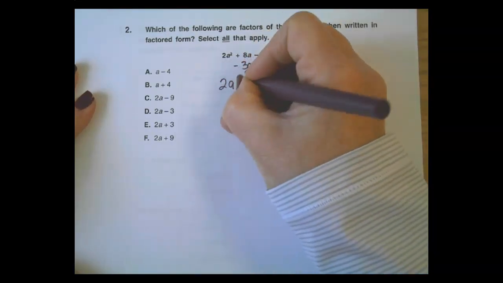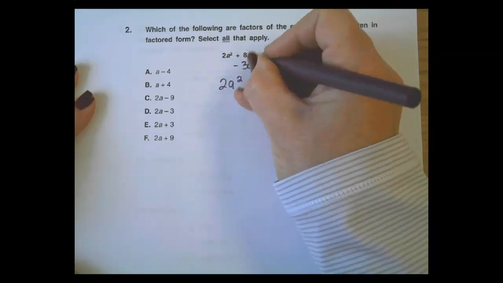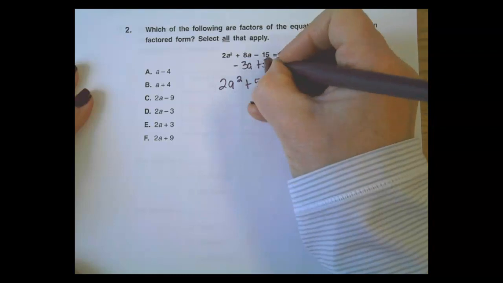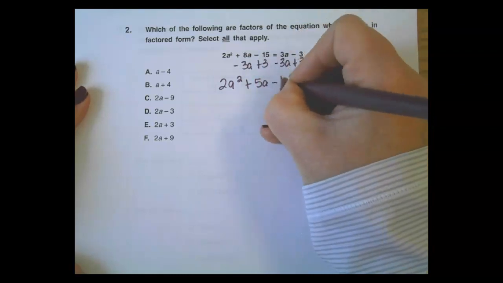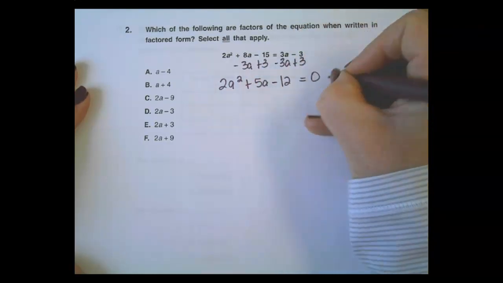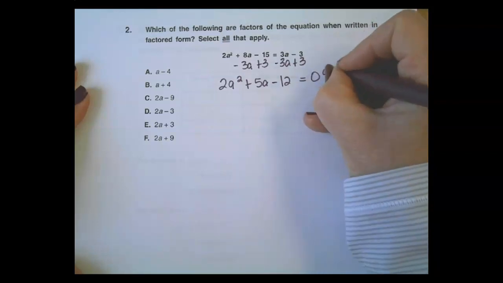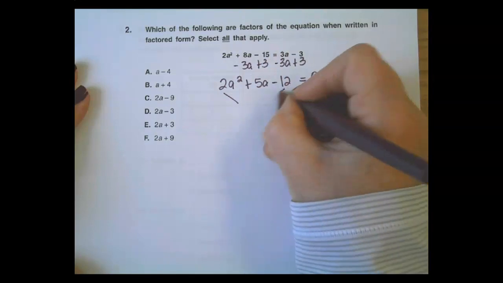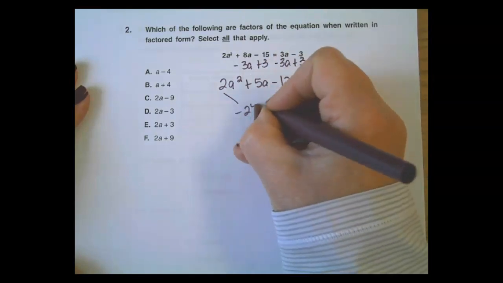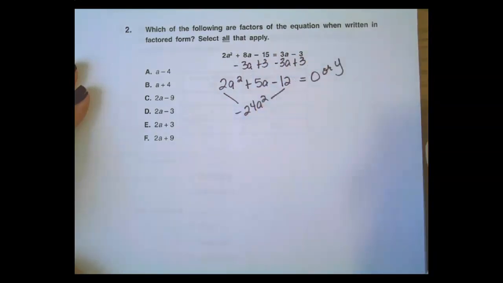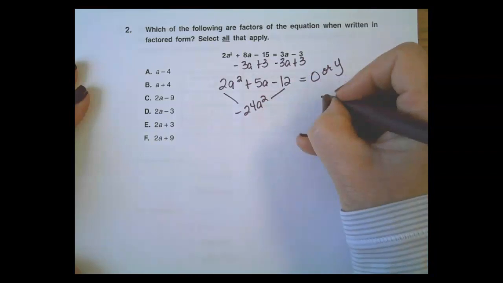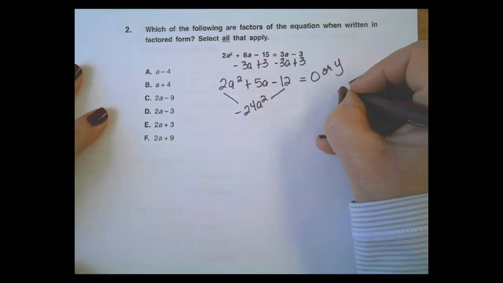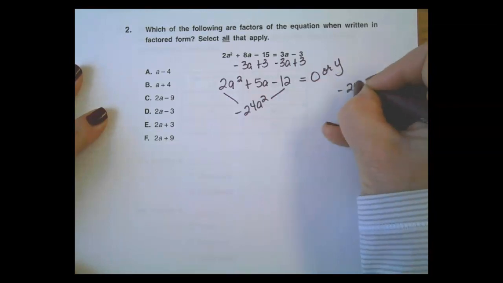So 2a squared, this combines with this like terms, gives me a positive 5a. Negative 15 plus 3 is a negative 12, and that equals 0, but we won't worry about that, or equals y, either one. Okay, so this is the one where you're going to have to multiply these two to get a negative 24a squared, and then list those factors of 24a squared.